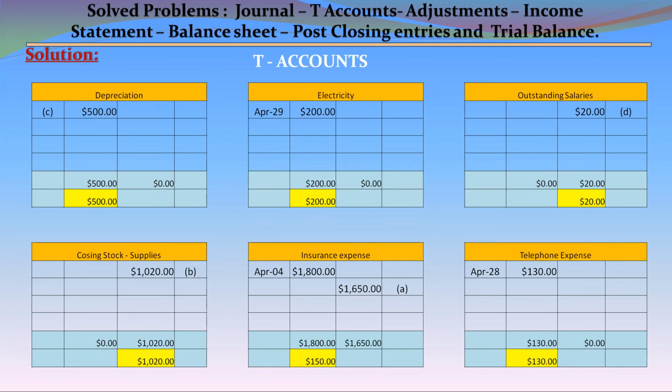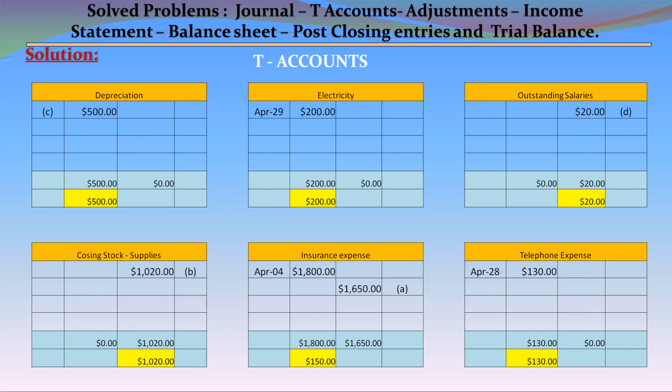Depreciation account adjustment C, debit 500, debit balance 500. Electricity expenses April 29 we paid 200, so debit balance 200. Outstanding salaries 20 credit balance. Closing stock supplies 1020, adjustment B, closing balance 1020. Insurance expense April 4 1800. On the credit side 1650 adjustment A.